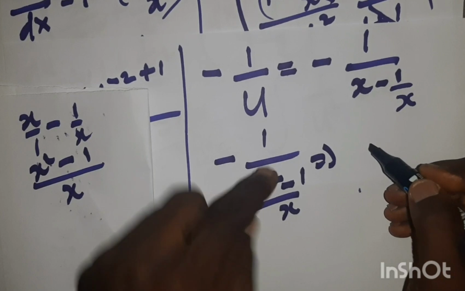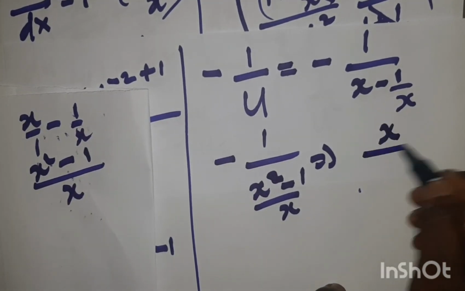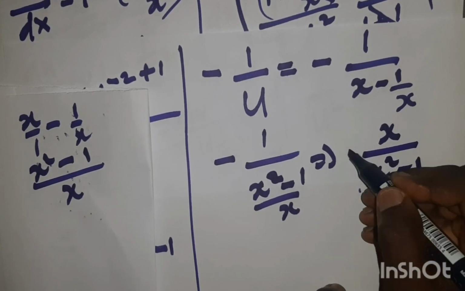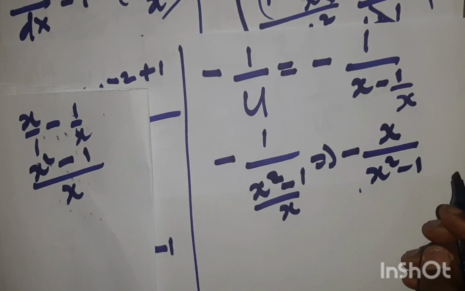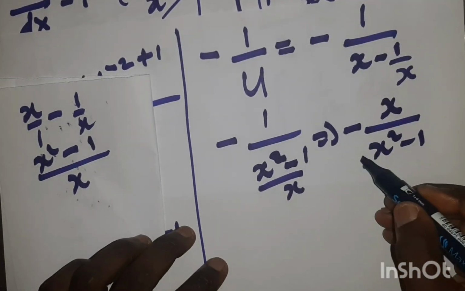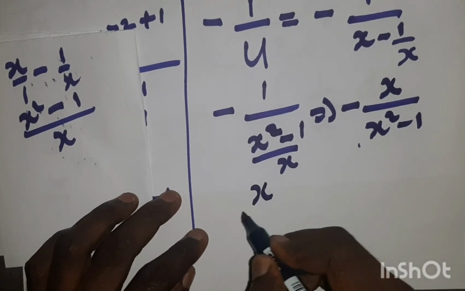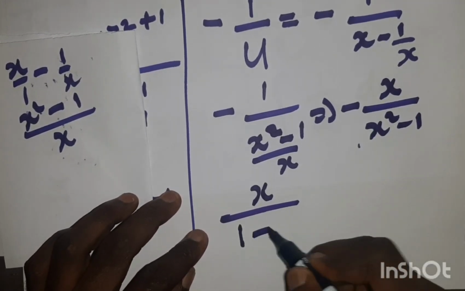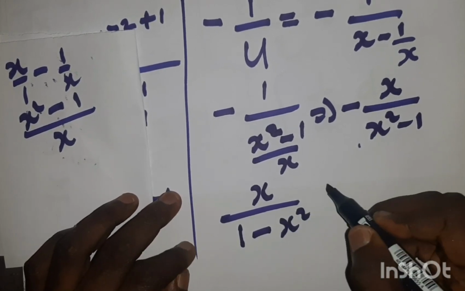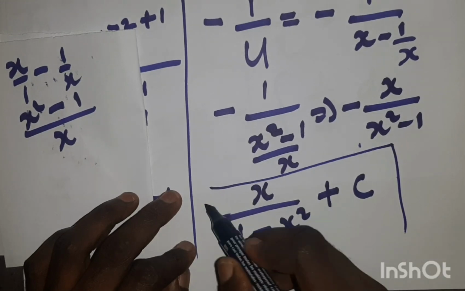So you now have 1 divided by this gives me x over x squared minus 1. Of course, the negative sign is there, and I can pull it down, and it will affect the 1 here. So I now have minus times everything down here. So that will be x over minus times minus is plus, then minus times plus is minus, x squared, then plus c, since it is not a definite integral. So that's it.